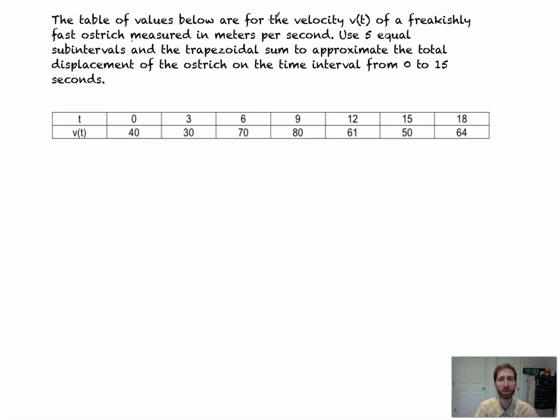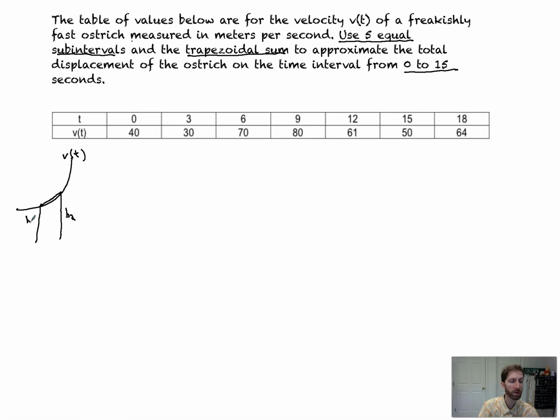The table of values below are for that same ostrich. We're going to use 5 equal subintervals and a trapezoidal sum to approximate the total displacement from 0 to 15. We're still finding the area, but we're not doing v of t times t anymore. Remember that under a curve, with a trapezoid, what you'd have going on there, I'll just kind of draw a trapezoid, is something like this. So let's pretend this is v of t. This right here and that right there are your bases.